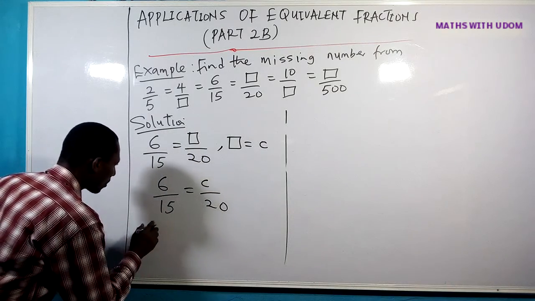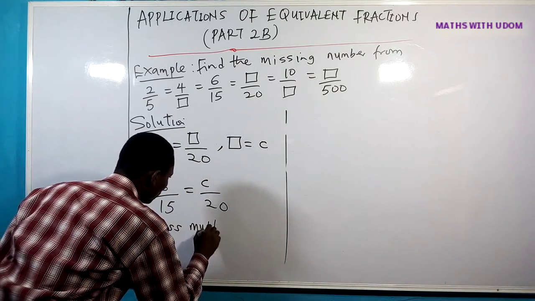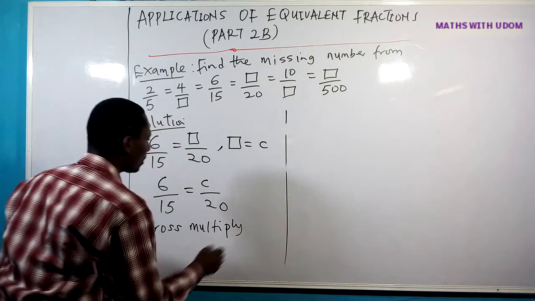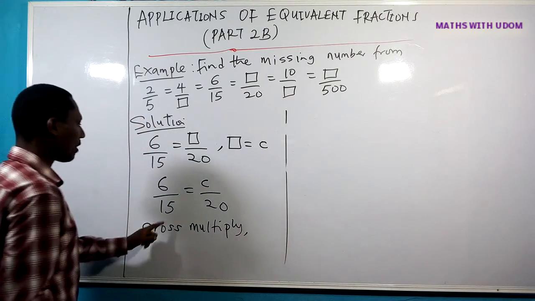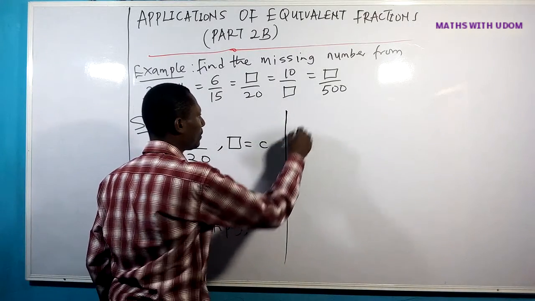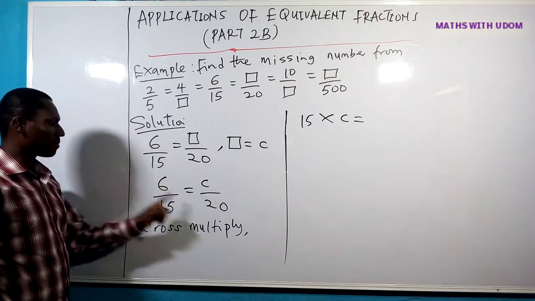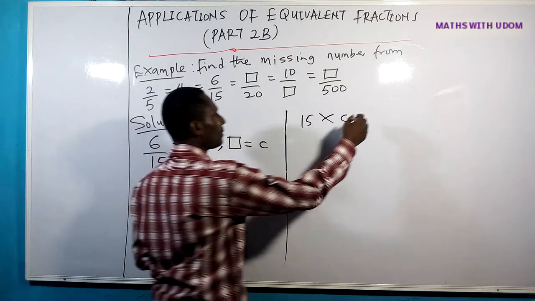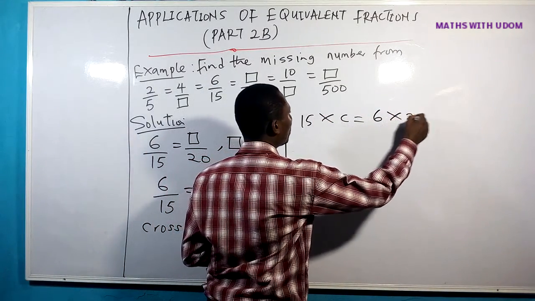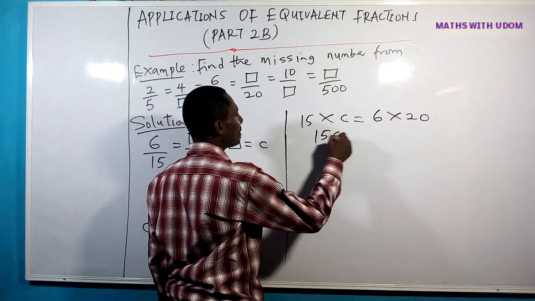From here, I will cross multiply. If I cross multiply, what do I have? I have 15 multiplied by C. So 15 multiplied by C equals to 6 multiplied by 20. So 6 multiplying 20. Okay? So 15 times C is 15C equals to what?